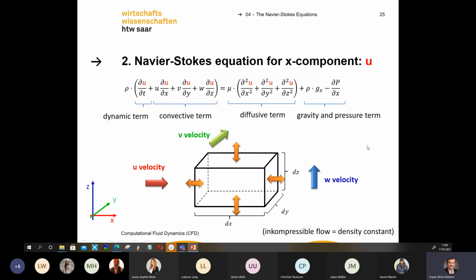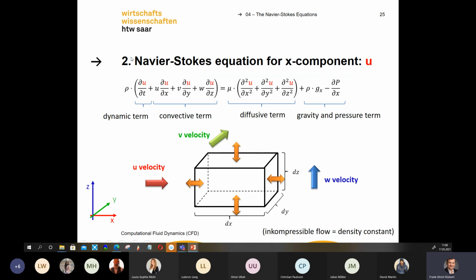Okay. Now, how is the formulation of the Navier-Stokes equations? I know this equation looks really terrible. It's a long equation, and the students always say, oh, it's too complicated. But I think if we look closely and try to understand it, it's more or less not so difficult.